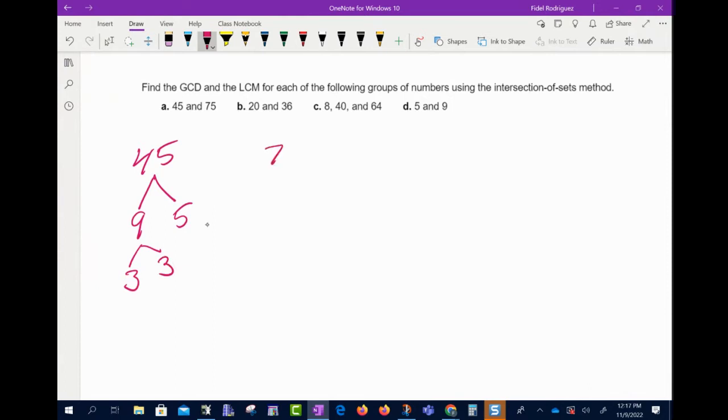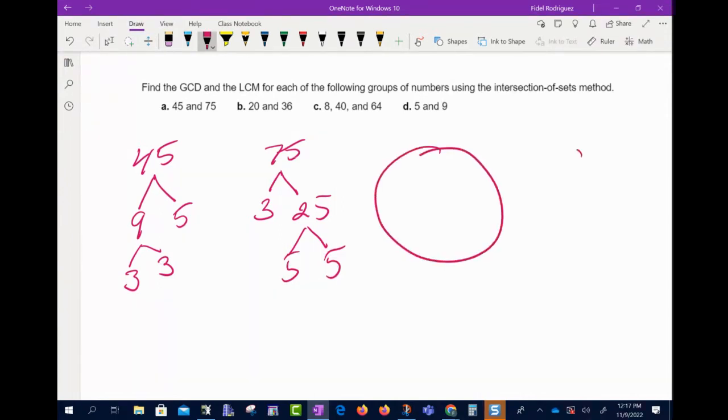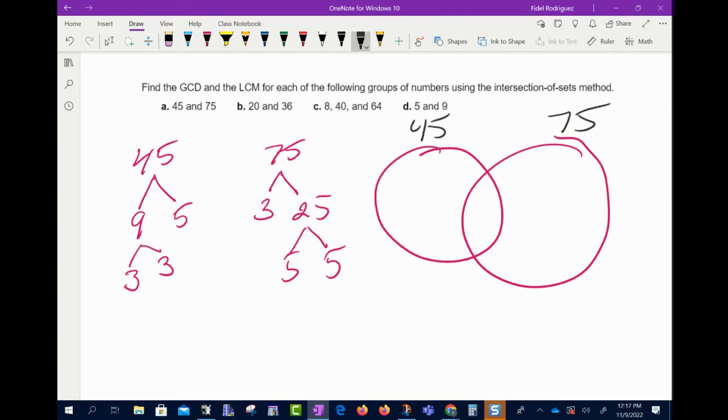And then 75, when I think of 75, y'all, I think of money. I think of 3 and 25, like 3 quarters. And when I think of 25, I think of 5 and 5. So this is what I'm going to do now. I'm going to draw 2 circles. The circle over here, y'all, is going to represent the number 45, and this one's going to represent the number 75.